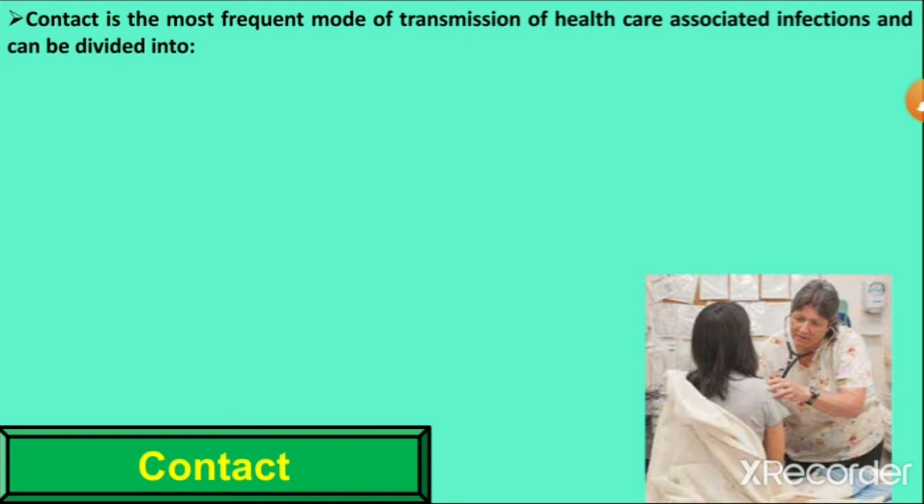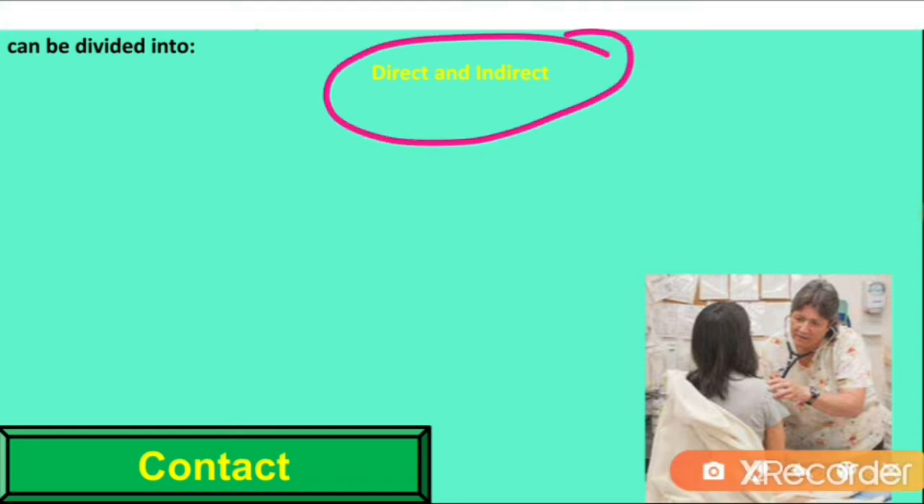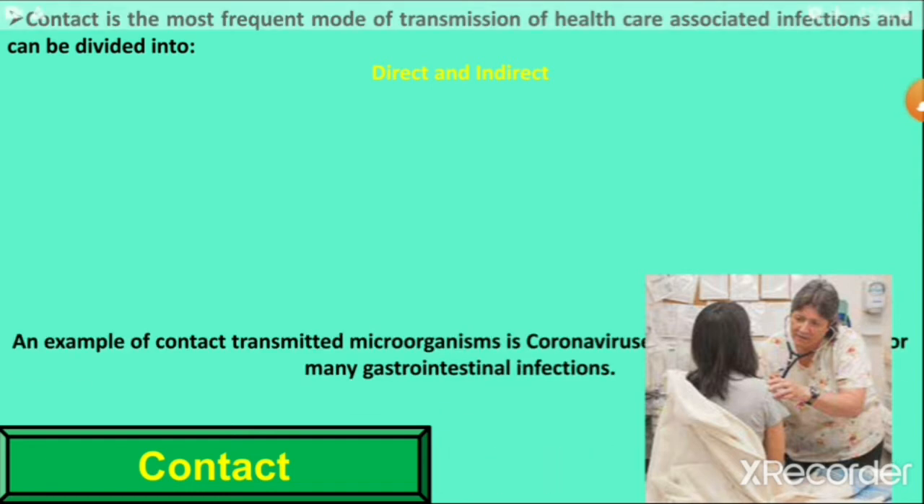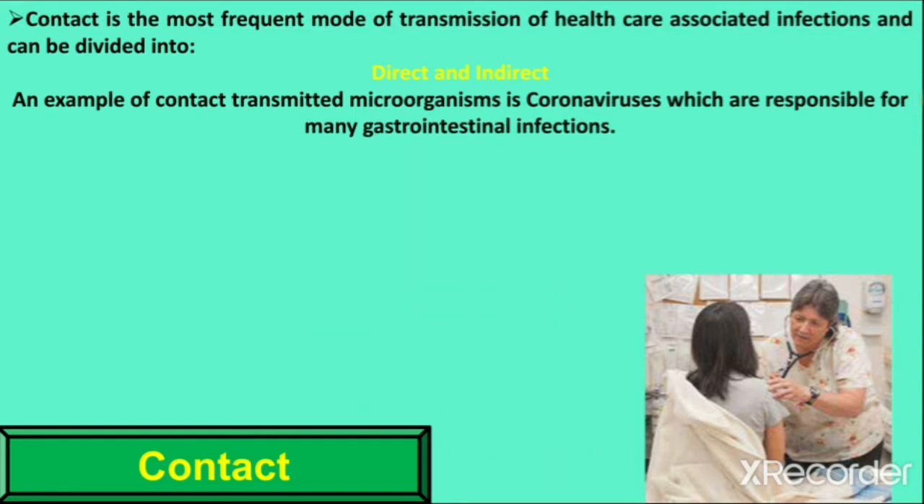First one, contact. Contact is the most frequent mode of transmission of healthcare-associated infections, and it is mainly divided into two ways: direct contact and indirect contact. An example of contact-transmitted microorganisms is the coronaviruses, which are responsible for many gastrointestinal infections.